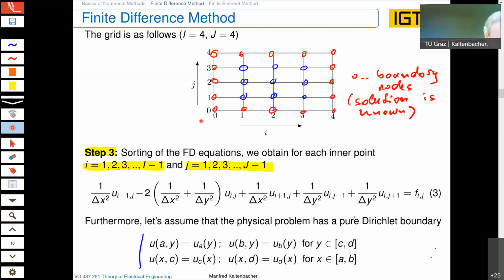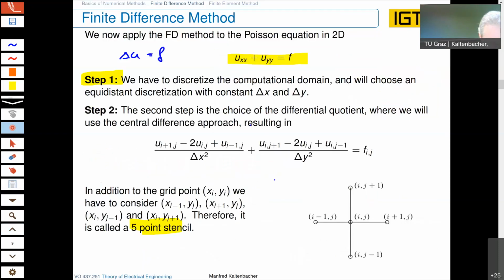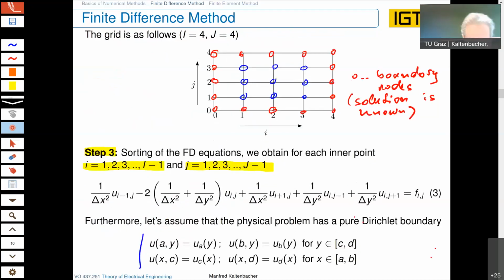Okay, so in general, we can write down this equation here. This is just a rearrangement of this equation here. This is our general equation, and we now have to take care if there are also some boundary nodes included, and then we have to put these nodes to the right-hand side of our discrete equation because we know it already. It is no longer an unknown.